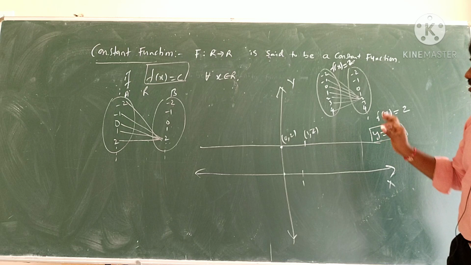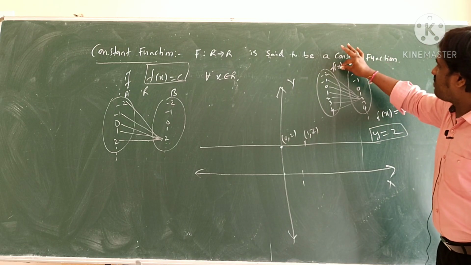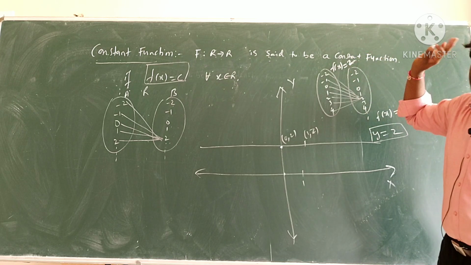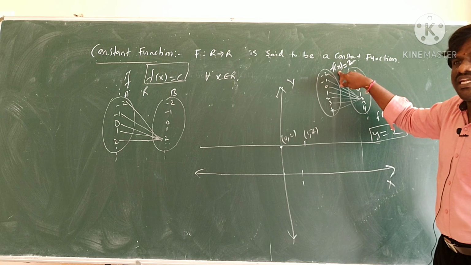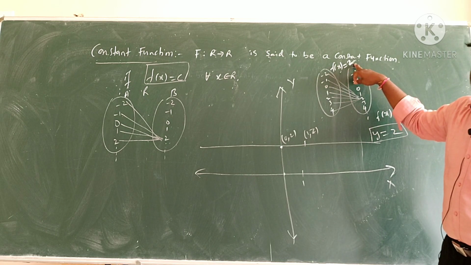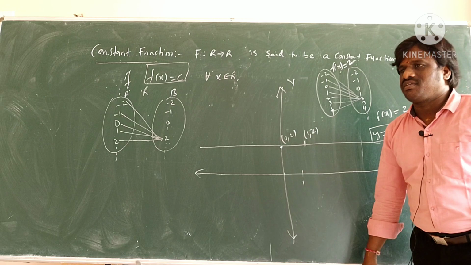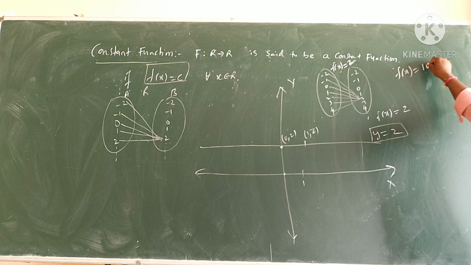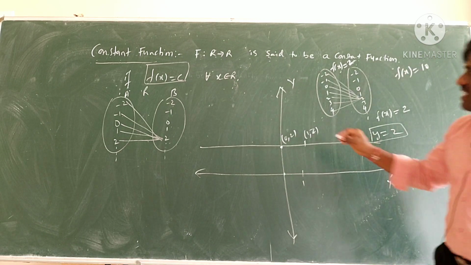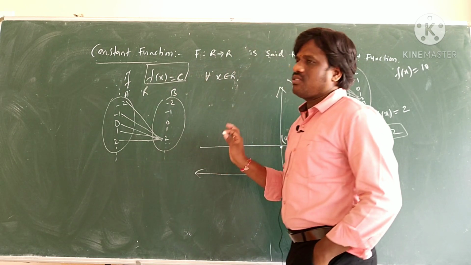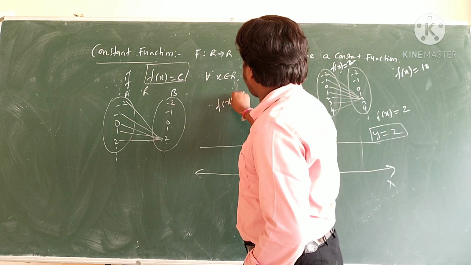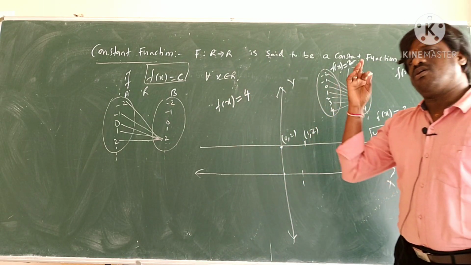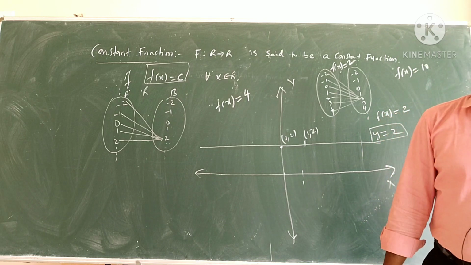You will not get another image because 2 means there is no change. If x were there, the result would depend on x, but x is not there. So the result is always 2 only. You keep any x here, your result is always 2. Such functions are called constant functions. If I take f of x is equal to 10, it is a constant function. f of x is equal to c is a constant function. Are you understanding? f of x is equal to 4, so the image will always be 4 for all real numbers. Such functions are called constant.